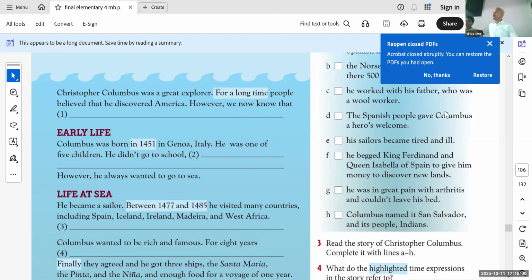In 1451, he was born. Where? In Italy, in Genoa. Next, between 1477 and 1485. What happened between 1477 and 1485? He visited many countries, including, you can mention one or two, not necessarily all five, including West Africa.